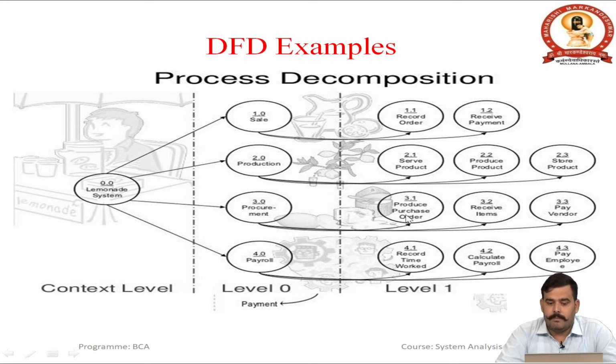Same, procurement can be broken down into produce the purchase order, receive items and pay the vendors, and the same for payroll. We have time record, time work, calculate the payroll and pay the employee. So, that is the overview of the DFD for the lambnoid, how a context level diagram can be divided into level 0 and level 1, and how it gives proper communication and well formed information in a pictorial representation for the system analyst to communicate with the user and the system developer.